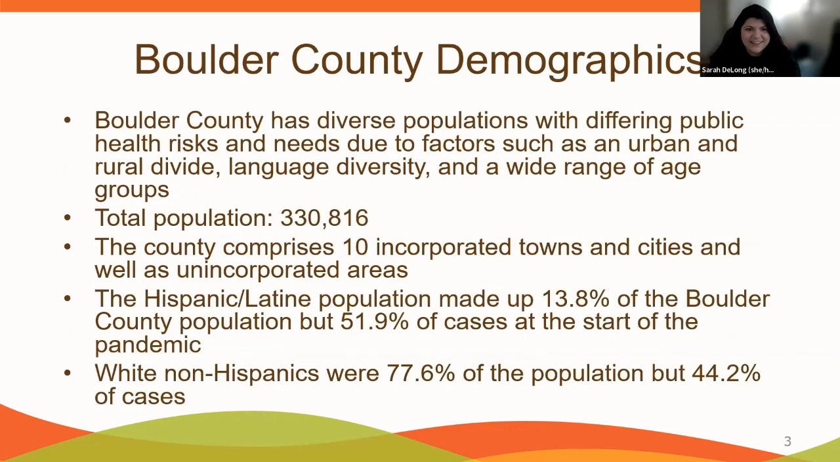So jumping into demographics, we do have a diverse population that has a variety of differing public health needs and risks. And these factors can vary due to our urban and rural divide, language diversity, as well as a variety of age groups. Our total population is around 330,000 people, and we are comprised of 10 unique incorporated towns and cities, as well as unincorporated areas.